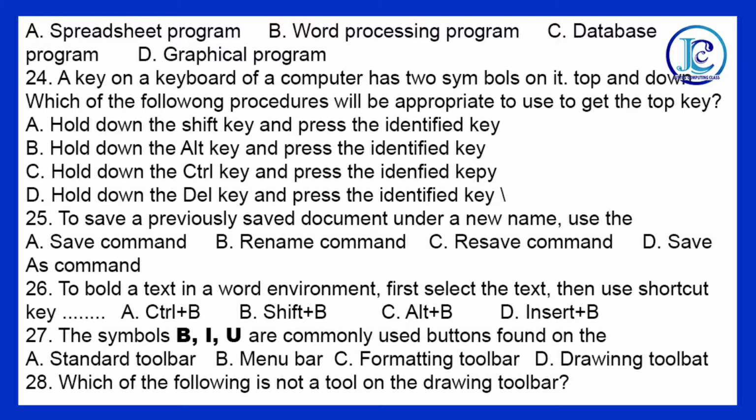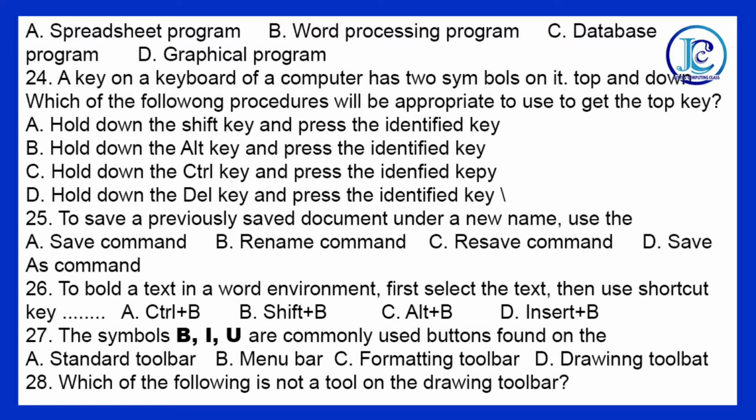Question 24. A key on a keyboard of a computer has two symbols on it, top and down. Which of the following procedures will be appropriate to use to get the top? So A. Hold down the shift key and press the identified key. B. Hold down the alt key and press the identified key. C. Hold down the control key and press the identified key. Then D. Hold down the delete key and press the identified key.